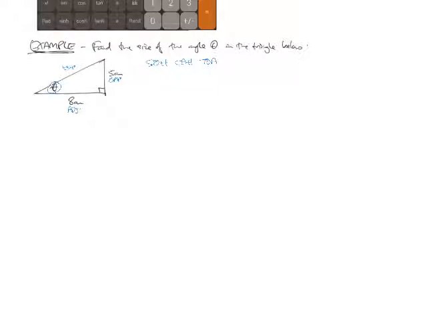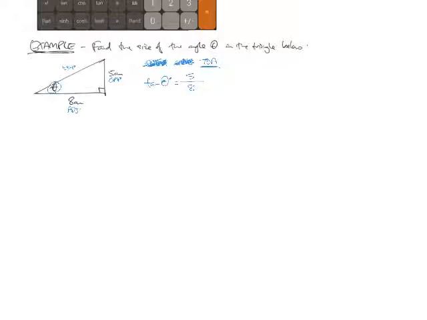Sine involves the opposite and the hypotenuse, and the hypotenuse I don't know. Cosine involves the adjacent and hypotenuse, the hypotenuse I don't know, so I'm going to have to use tangent to find the size of theta. So tan theta degrees is going to be opposite over adjacent, 5/8.